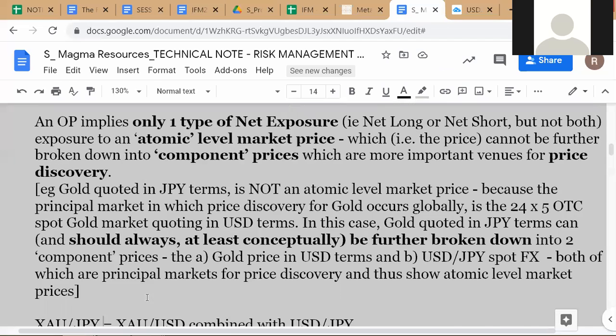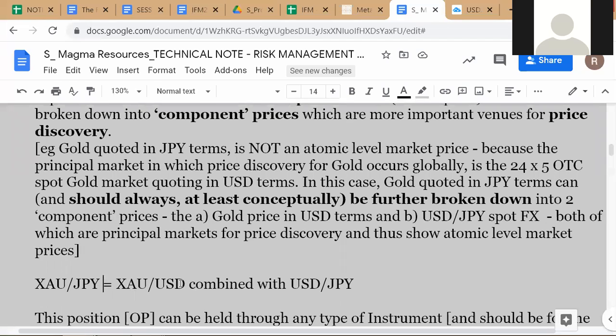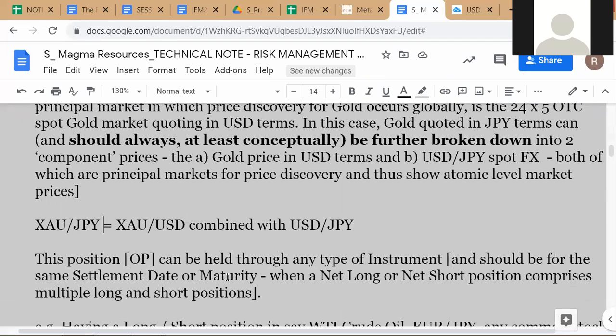This XAU JPY can be further decomposed into gold dollar and dollar yen, which are more important, primary markets for price discovery. These are much more liquid, and there is no liquidity in XAU yen, so you will not get good prices. In terms of hedging practice or even trading practice, generally traders don't have this kind of problem.